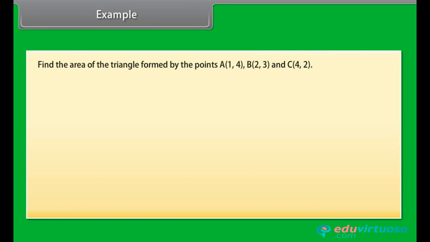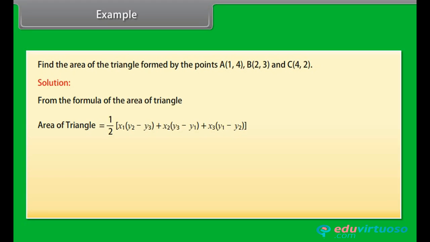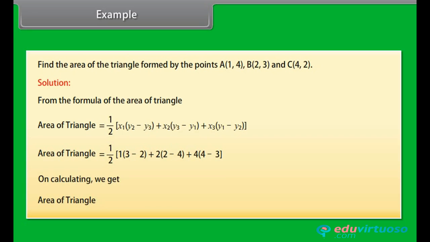Example. Find the area of the triangle formed by the points A(1, 4), B(2, 3) and C(4, 2). Solution. From the formula, area of triangle is equal to 1 by 2 into [x1 into (y2 minus y3) plus x2 into (y3 minus y1) plus x3 into (y1 minus y2)]. We have area of triangle is equal to 1 by 2 [1 into (3 minus 2) plus 2 into (2 minus 4) plus 4 into (4 minus 3)]. On calculating we get area of triangle is equal to 1 upon 2 square units.